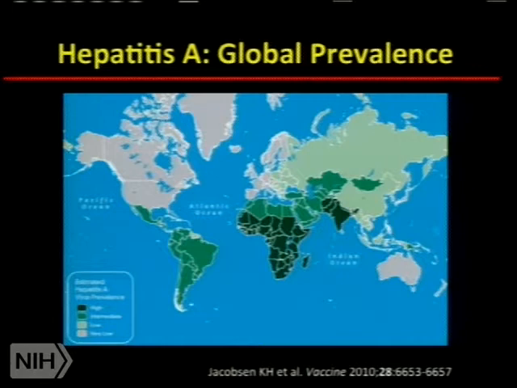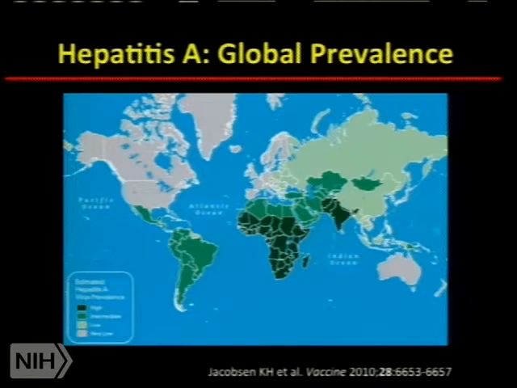So this slide shows the global prevalence of hepatitis A, and as you can see, there is a distinct pattern of geographical distribution. The prevalence and incidence of hepatitis A is strongly associated with socioeconomic conditions around the globe, with sanitation and hygiene of a particular country, with overcrowding and with access to fresh drinking water. So you can see that the highest prevalence is in sub-Saharan Africa and the Asian subcontinent. Intermediate prevalence is in Central and South America, North Africa, the Middle East, Eastern Europe, and Eastern Asia. And the lowest prevalence is in North America, Western Europe, and Australia.